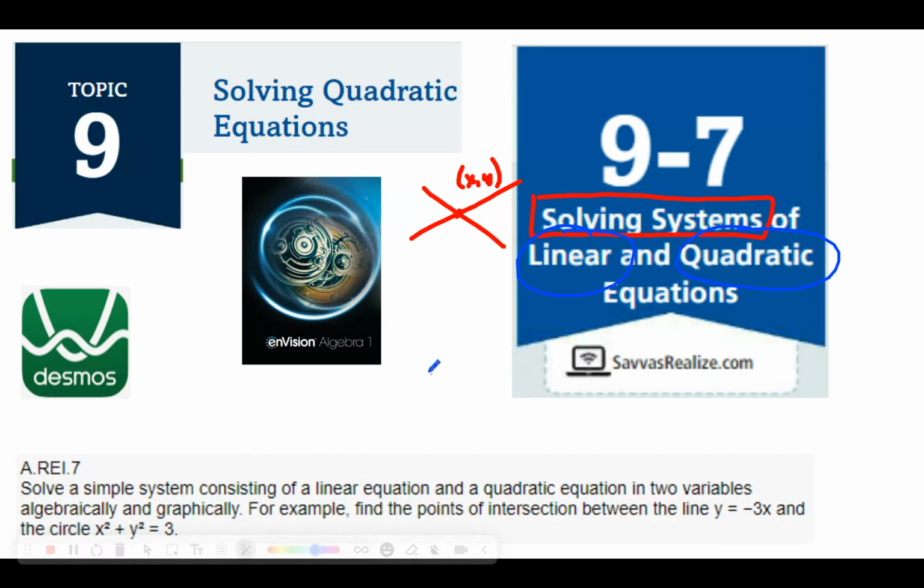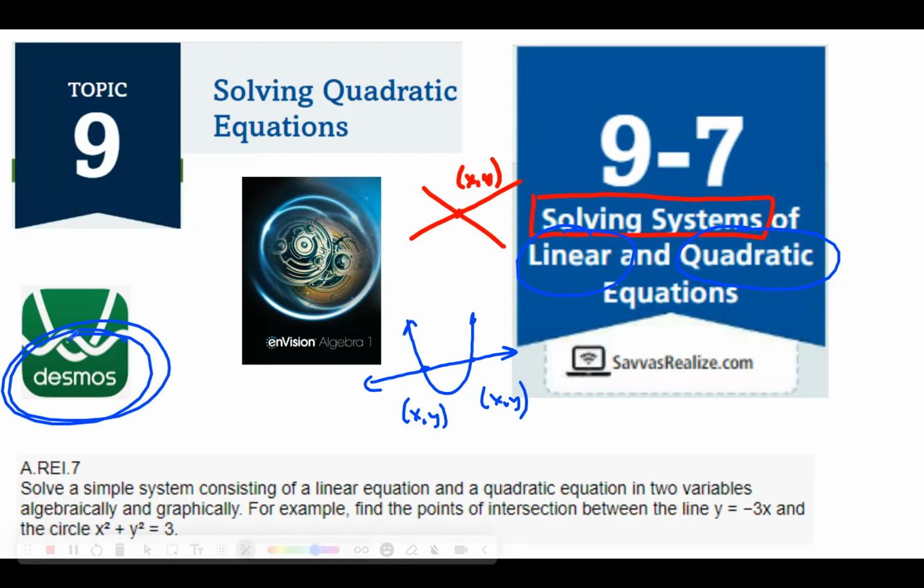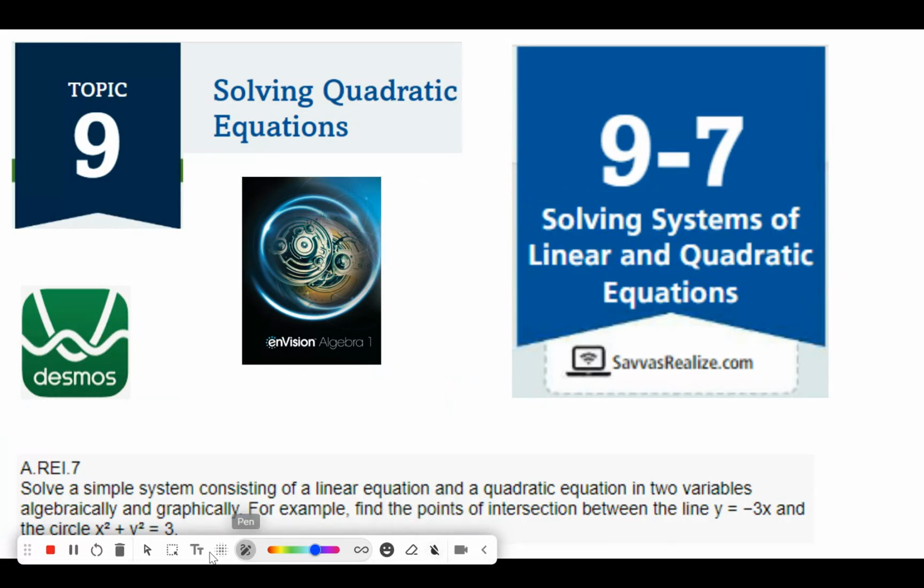So the typical situation is going to be the following, right? You're going to have a parabola, which is a U shape, and you're going to have a line going through it like this, boom. And we're looking for the 2 points of intersection. And those would be the solution points, right? So again, this is the gist of this entire lesson. Again, it is a very Desmos-friendly lesson. So that's a great thing.